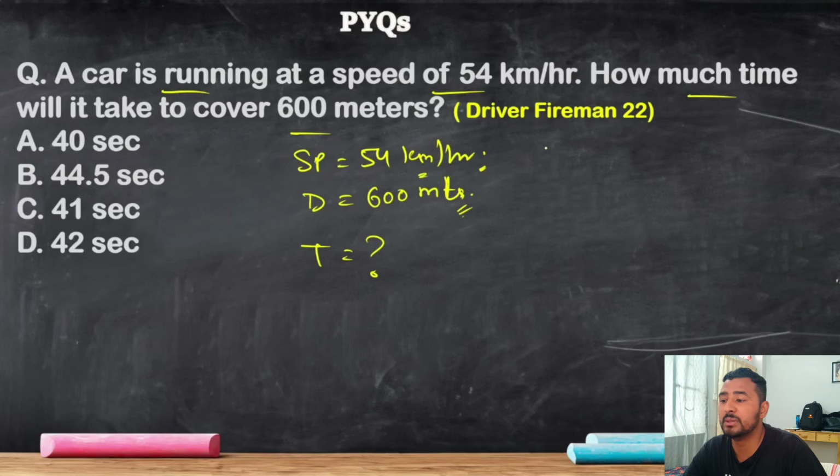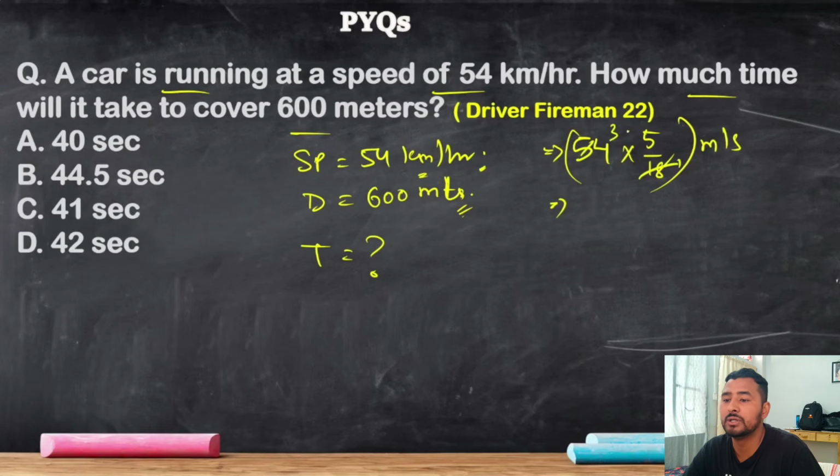To convert speed from kilometer per hour into meter per second, what did I say? You have to multiply by 5 by 18. So multiply 54 into 5 by 18, then this whole thing will come in meter per second. Now cancel: 18 1, 18 3, 3 into 5 is 15 meter per second. So you got the speed. Speed is 15 meter per second.